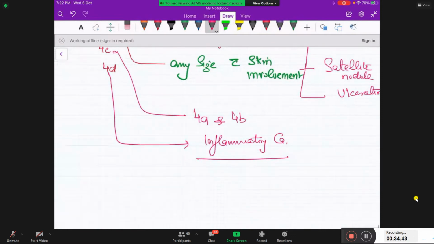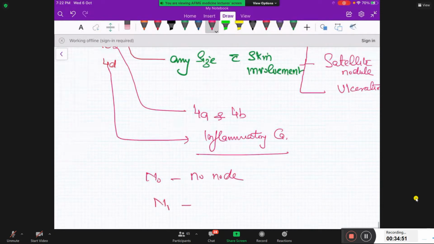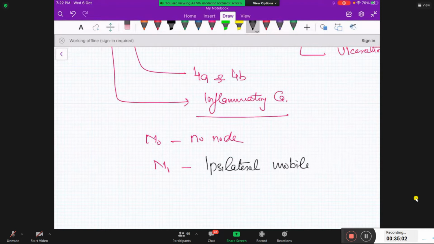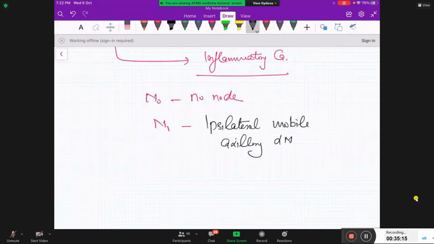N0 is no node. N1 is ipsilateral mobile axillary lymph node. And N2 is 2A and 2B.